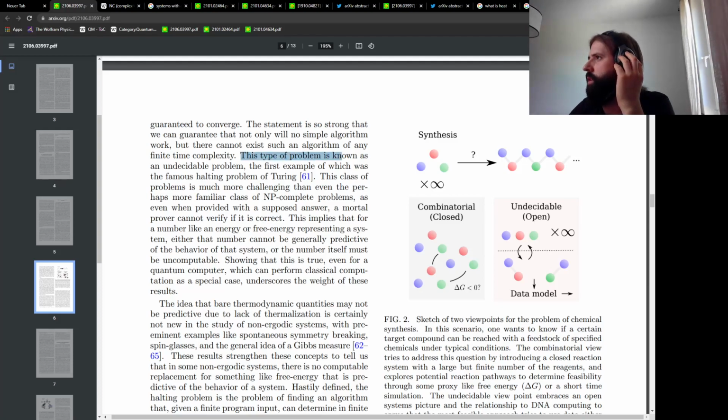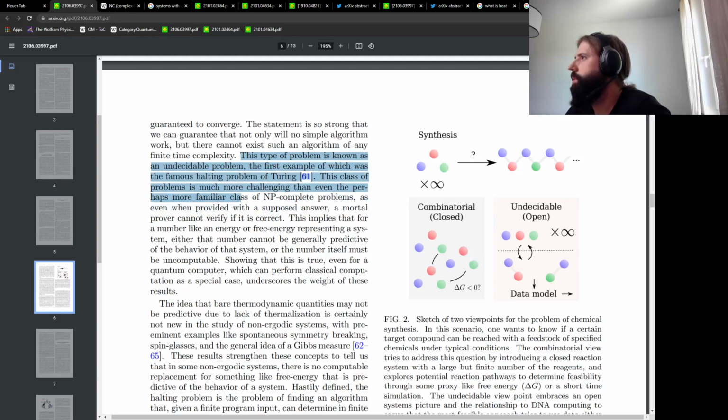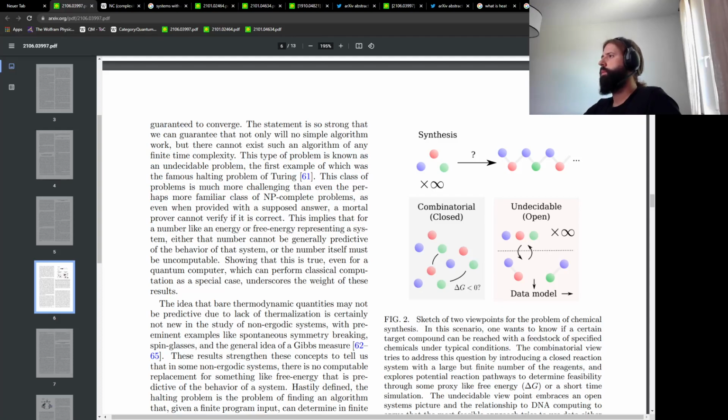This type of problem is known as an undecidable problem. The first example of which is the famous halting problem of Turing. Perhaps a more familiar class is NP-complete problems, where even when provided with a supposed answer, a model cannot verify if it's correct. This implies that for a number like an energy or free energy representing a system, either that number cannot be generally predictive.